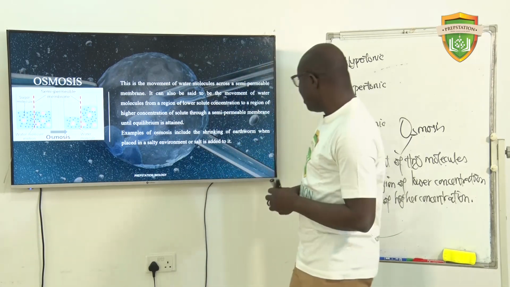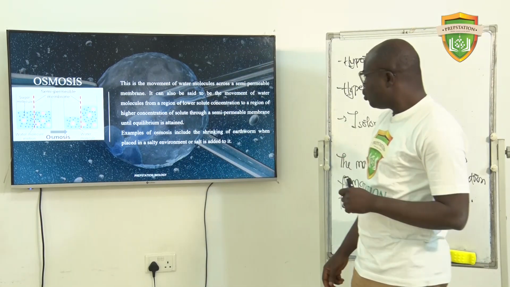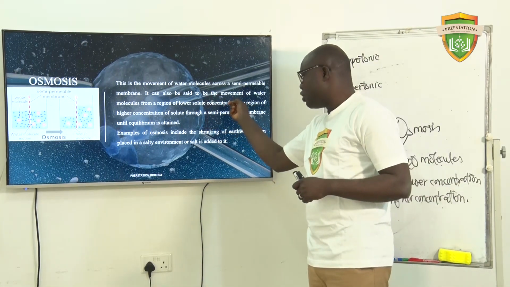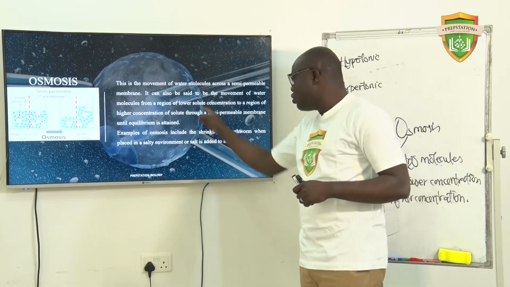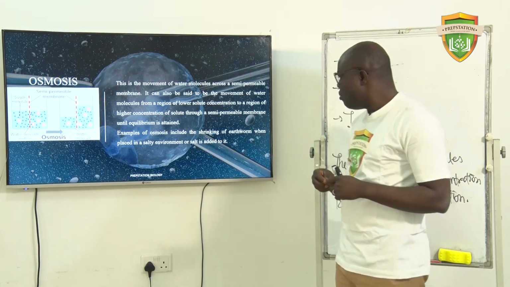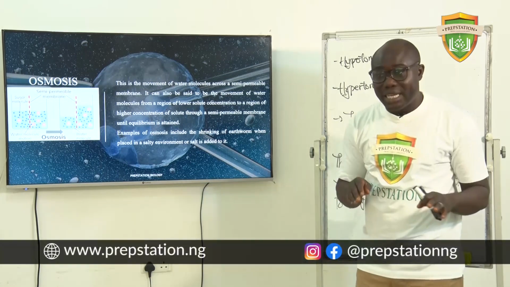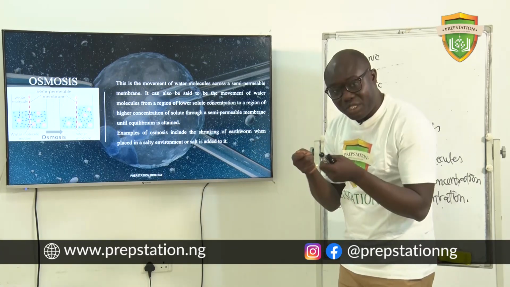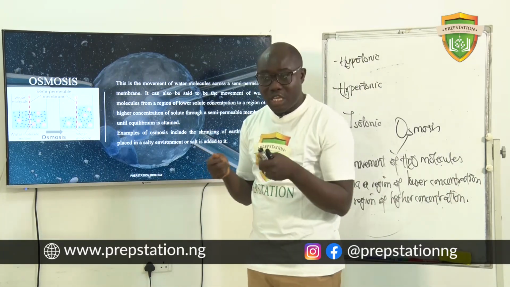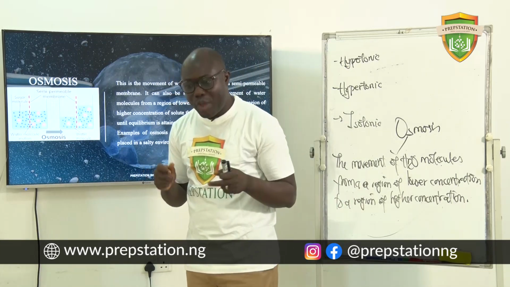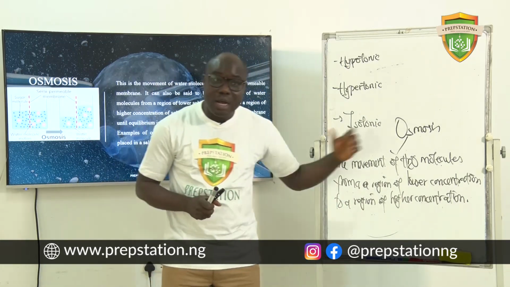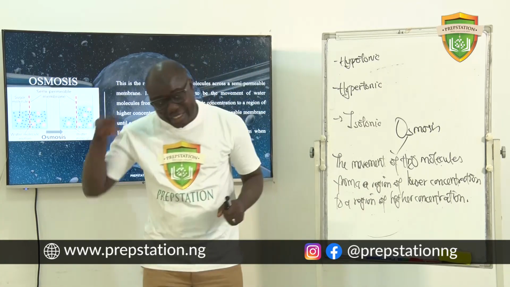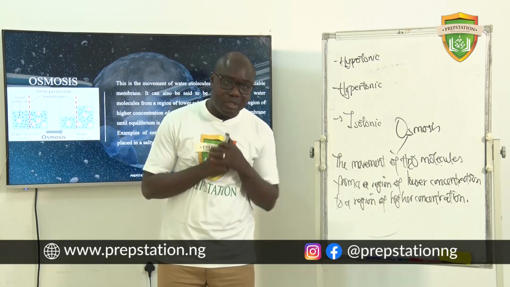Now let's move on. It can also be said to be the movement of water molecules from a region of lower solid concentration to a region of higher solid concentration through a semi-permeable membrane until equilibrium is attained. Now, please stay with me. The ultimate aim of all these things I've been saying is that equilibrium must be attained. They must get to a point where what is happening here is also happening here. The concentration here is the same thing as what you have there. The concentration in the cell must balance with that of the environment.